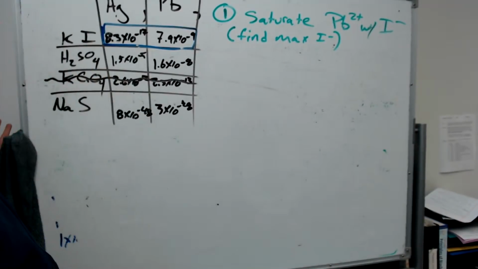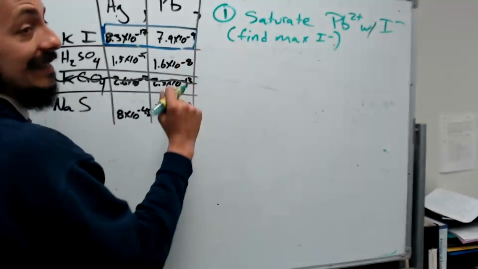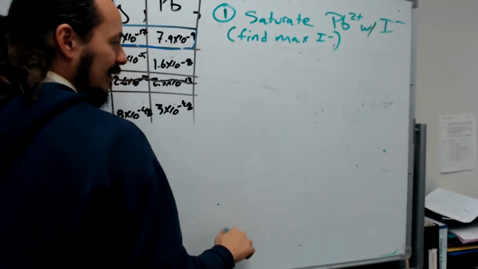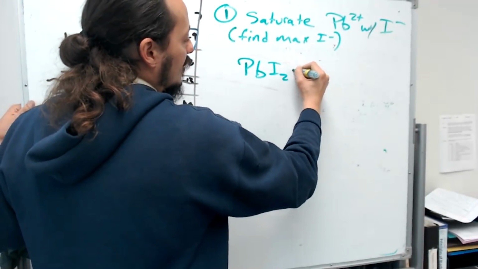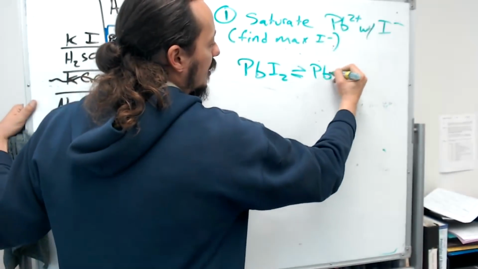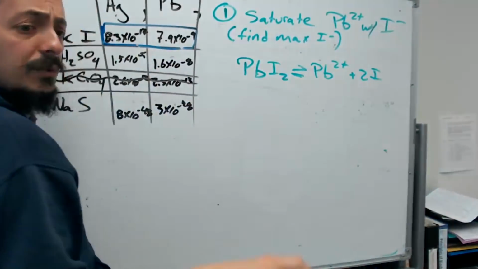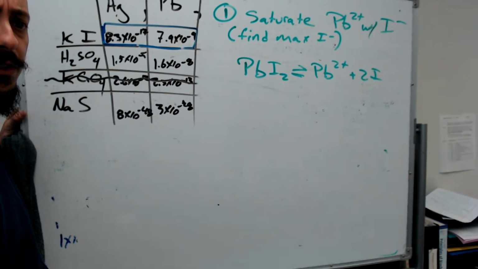What kind of table? If I'm trying to saturate? Ice table, right? Saturate's another one of those secret words that tells us we're doing an equilibrium. So I'm going to be looking at PbI2 going to Pb2+ plus 2I-. Did we have initial concentrations for this, or was it just pick the best ion?